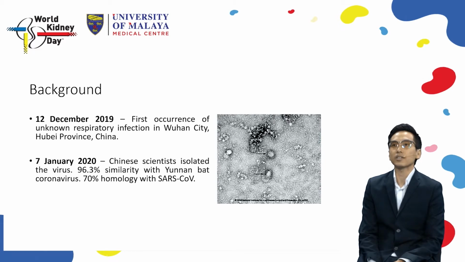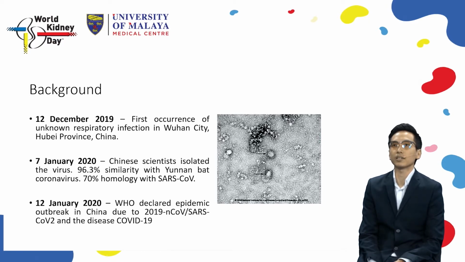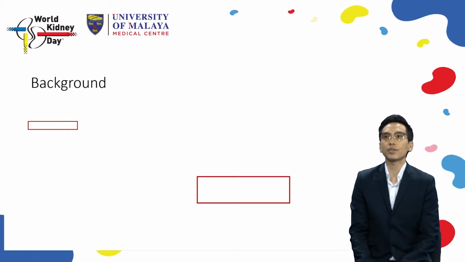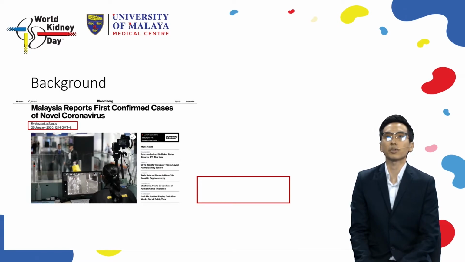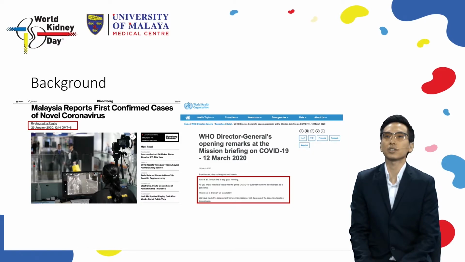So this is the first electron microscope image of the coronavirus that was isolated by the Chinese scientists. And on the 12th of January, just 5 days later, WHO declared an epidemic outbreak in China due to the then called 2019 novel coronavirus, which we now know as the SARS coronavirus 2, and the disease named COVID-19. On the 25th of January 2020, Malaysia reported the first confirmed case of COVID-19. And in March 2020, the World Health Organization Director General declared COVID a global pandemic.